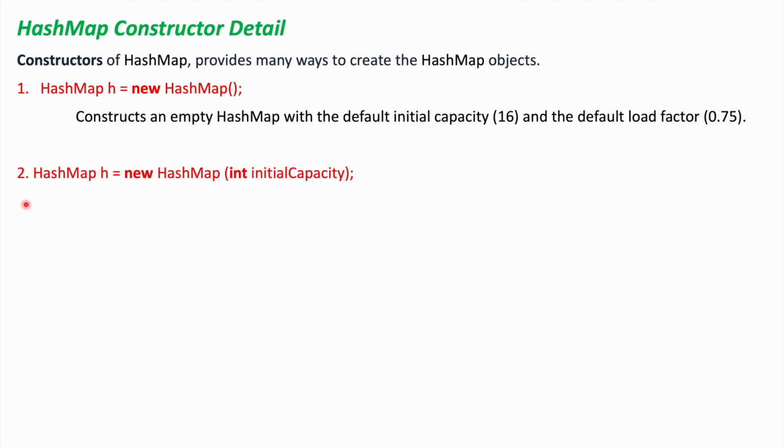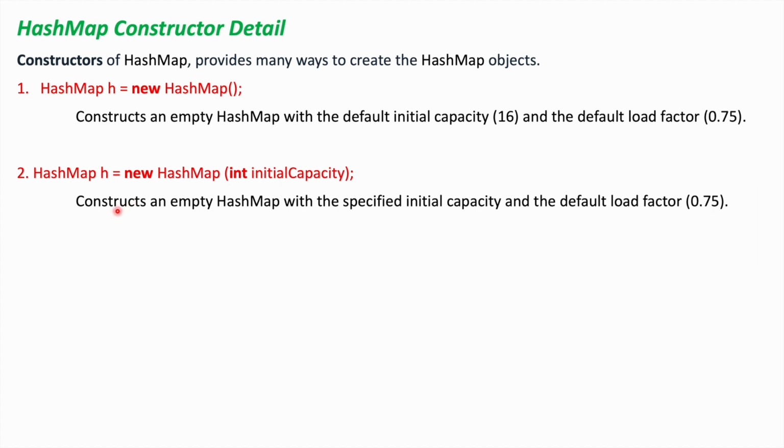The second constructor is HashMap h = new HashMap(initialCapacity). If you are not happy with the default initial capacity, or if you want more initial capacity, at the time of creation itself we can provide that. So what it does is construct an empty HashMap object with a specified initial capacity and the default load factor of 0.75.